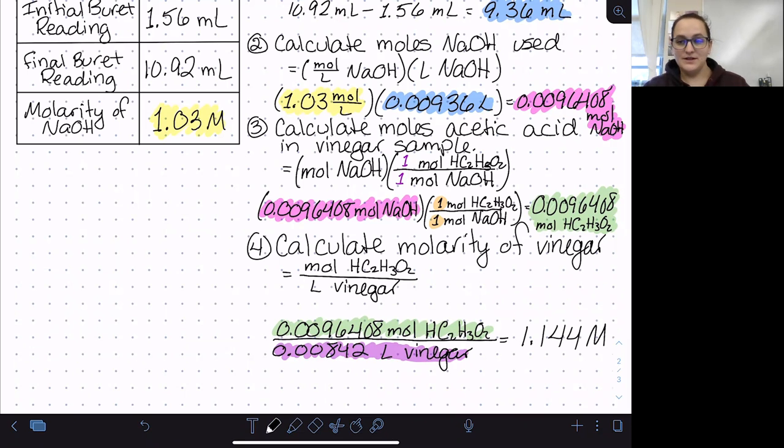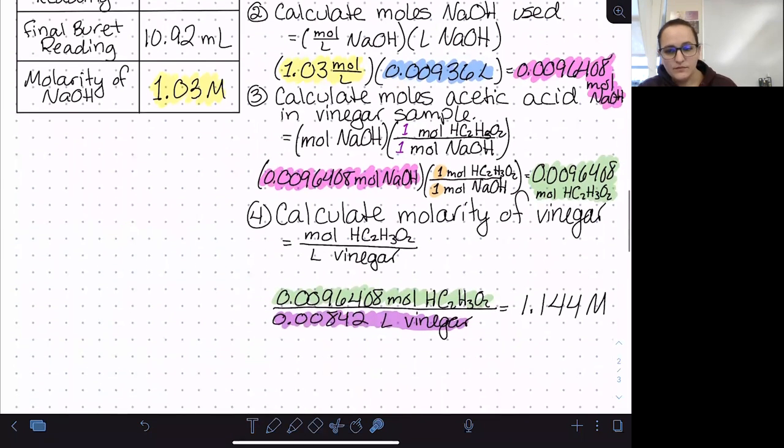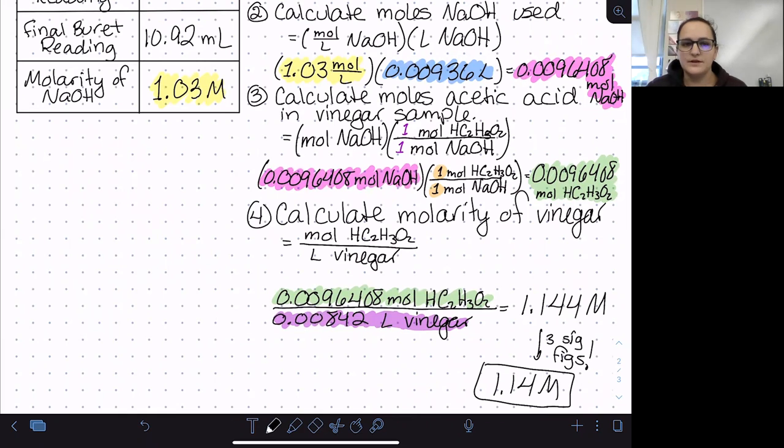This is an experiment where we are taking measurements and doing calculations based on those measurements, so we should be rounding our final answer to an appropriate number of significant digits. If we look at the data that we collected, we see that we have 3 significant digits, 3 significant digits, 4 significant digits, and 3 significant digits. So 3 is the lowest number of sig figs that we have. So we should round our final answer to 3 sig figs to match that. So 1.14 is the molarity that we would want to report for this set of data.